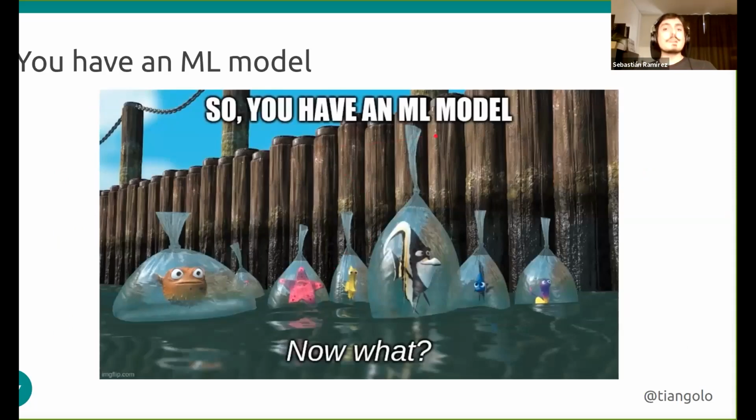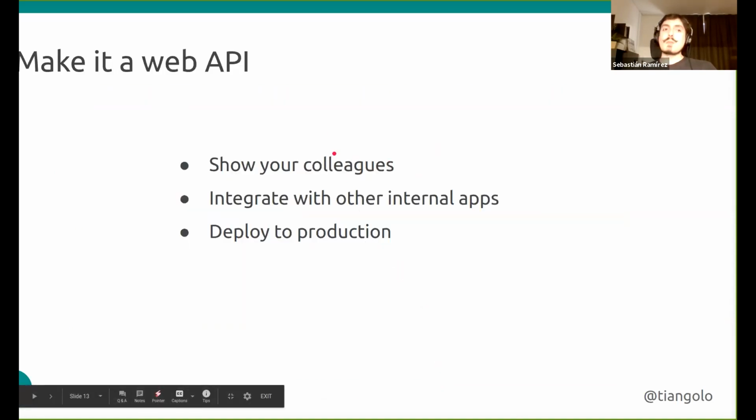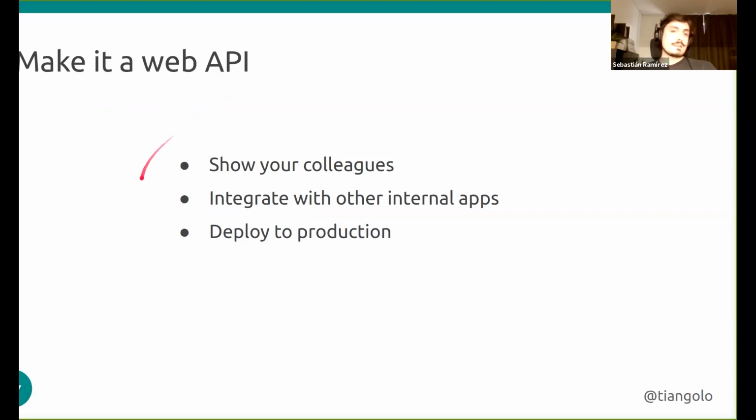So you have a machine learning model. Now what? What are we going to do with that? So let's make it a web API. Why would you make it a web API? Maybe to show it to your colleagues, to integrate it with other internal apps, or maybe even to deploy it to production or to build the product right away. So a web API in many cases is the way that you can communicate from the external world, or from other systems or services or even users directly, with your model and with your own code.